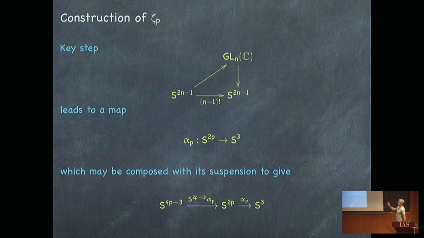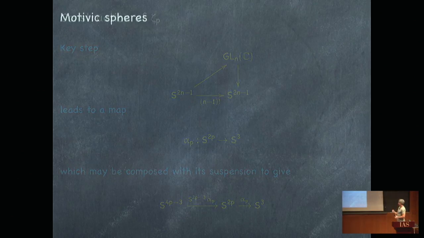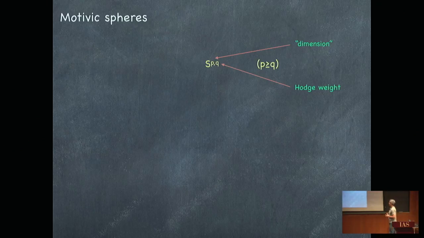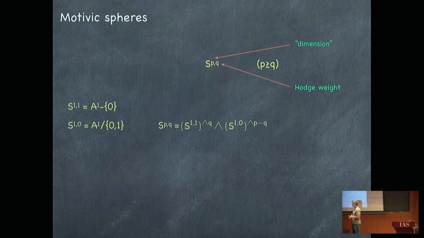Now, we want to imitate this in motivic homotopy theory. The first thing I have to tell you about in motivic homotopy theory is what spheres are. In motivic homotopy theory, there are two kinds of spheres. There are 2 indices. You can think of one as the classical topological dimension, and the other measuring what's called the Hodge weight, or kind of how much algebraic geometry it's seeing.